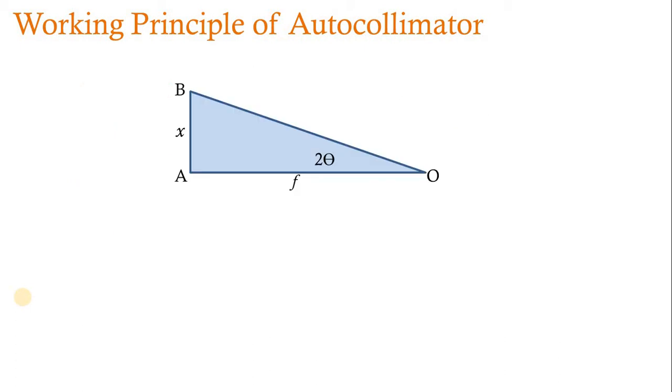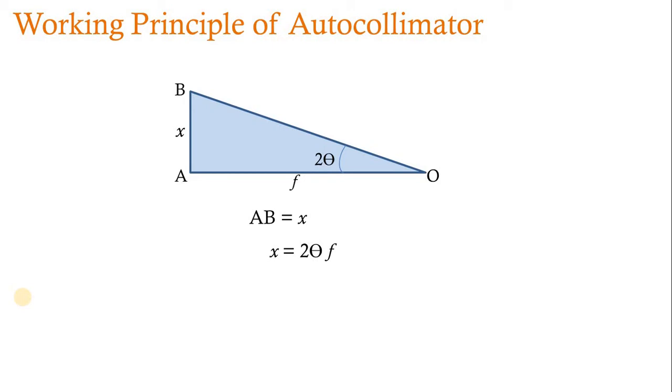Then if you see the triangle ABO, the distance AB, that is the reflected light from A to B, is X, and A to O is the focal length. Based on that we can calculate the distance AB, that is X, which depends on the angle 2 theta. So we can calculate the small deflection X as 2 theta into F, where F is the focal length of the lens.